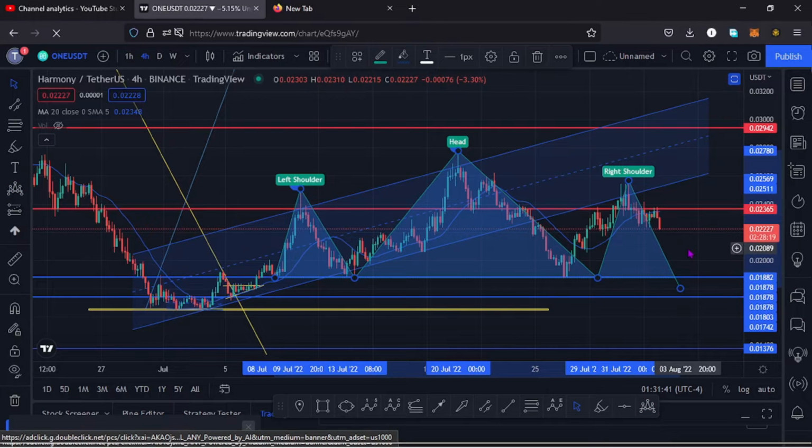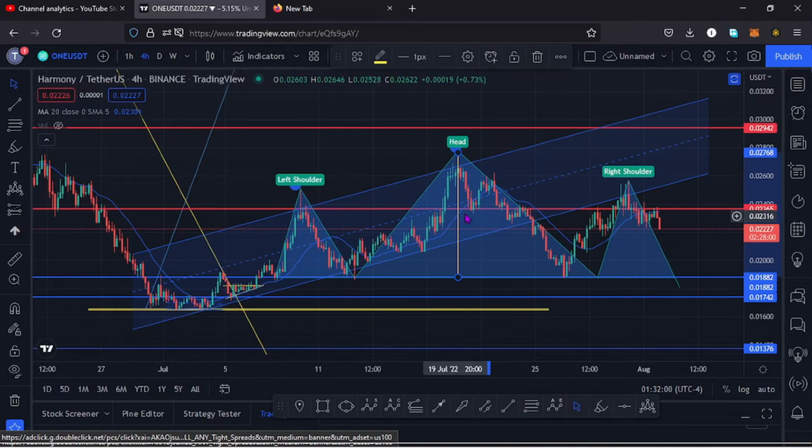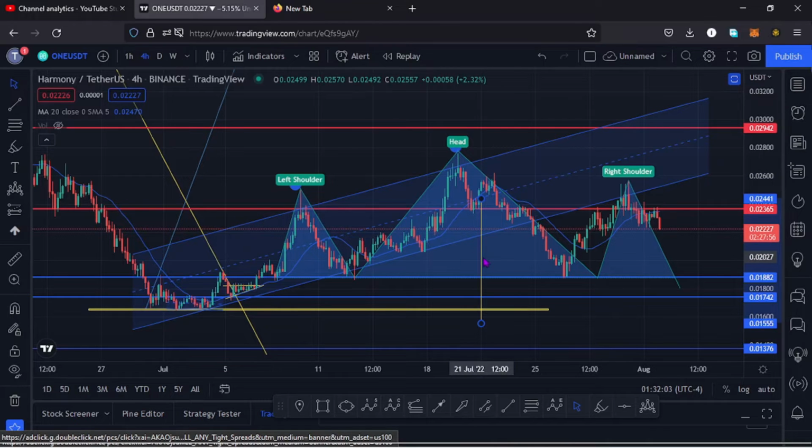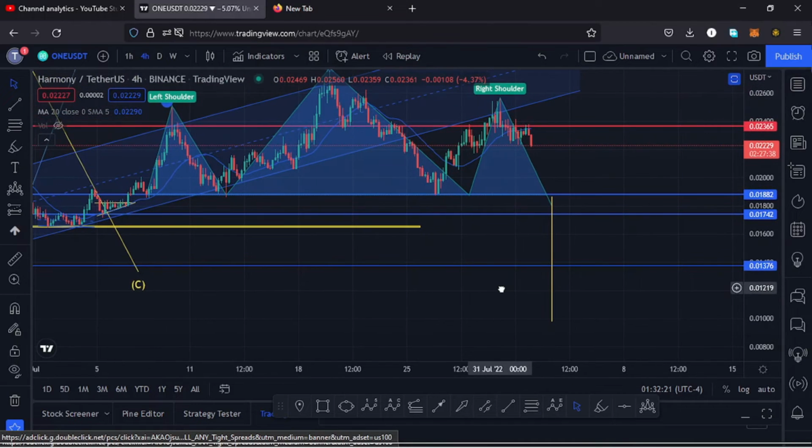This is a pattern that normally breaks to the lower side, having the target area of that breakout as the height between the head and the neckline. So if I use a trend line here to get the height between the head and the neckline, then take that height and place it at the area where it's possible that we might have that breakout to the lower side. That gives us a target area at around the $0.0092 mark, and that would be the worst case scenario for Harmony One.